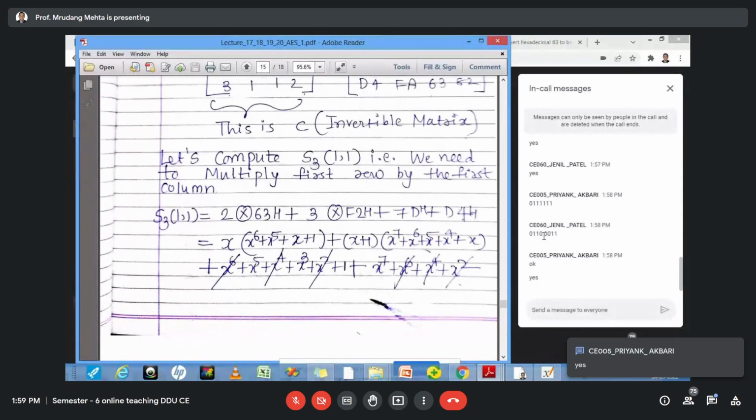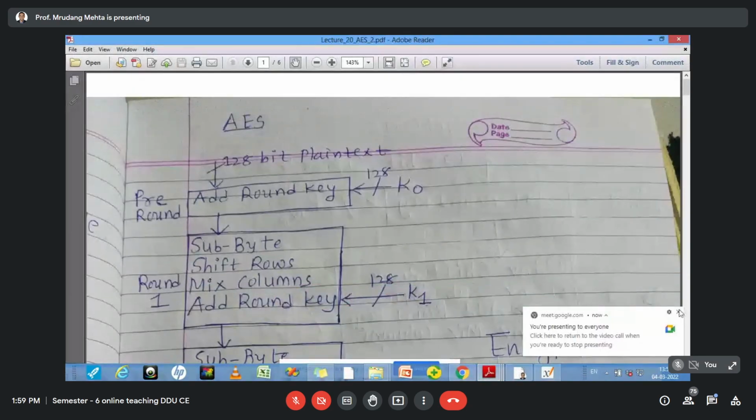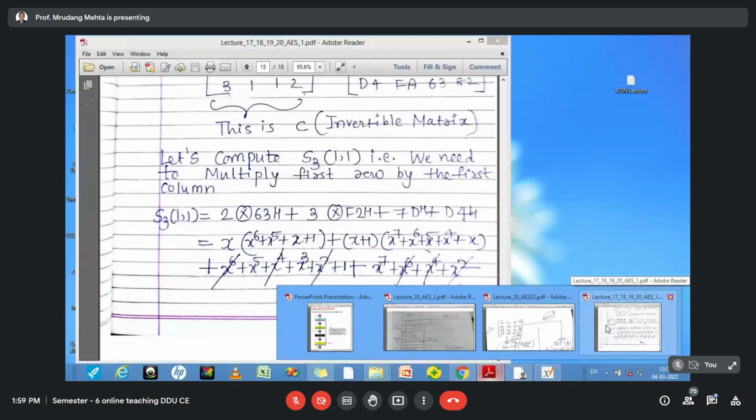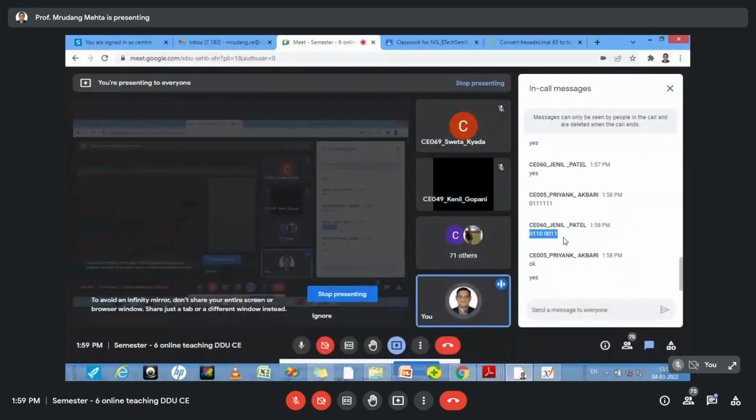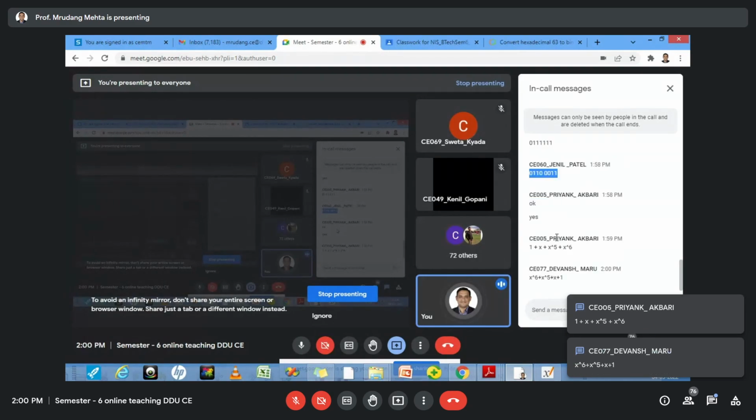So what we have to do is take Janil's output and convert it into a polynomial. How do we convert this output into a polynomial? Can anyone write the equivalent polynomial? Please write, all of you. So the last bit is 1, so 1 multiplied by x raised to 0, that is 1. Plus means XOR. Plus 1 into x raised to 1.